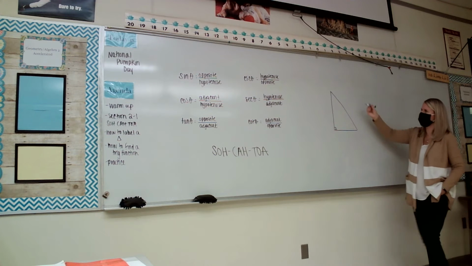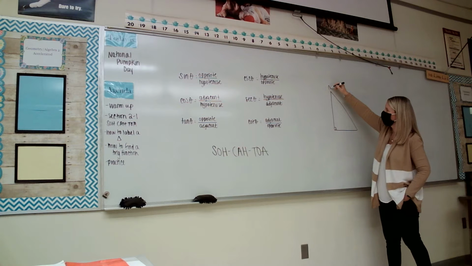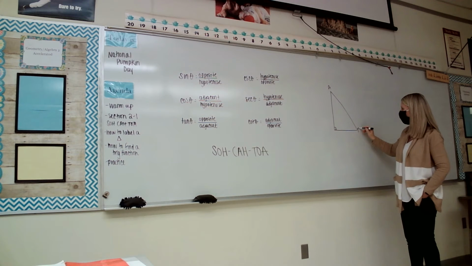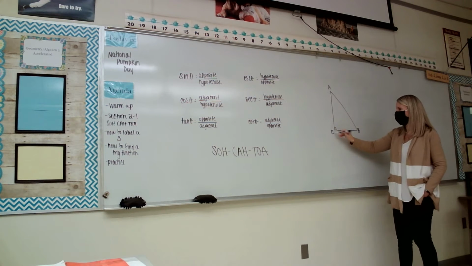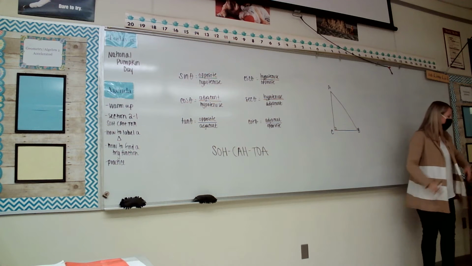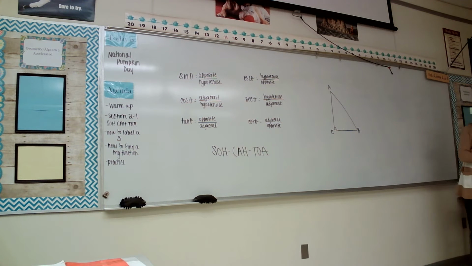So I'm going to call this angle A. I'm going to call this angle B. And I'm going to call this angle C. Usually we always make angle C the right angle.